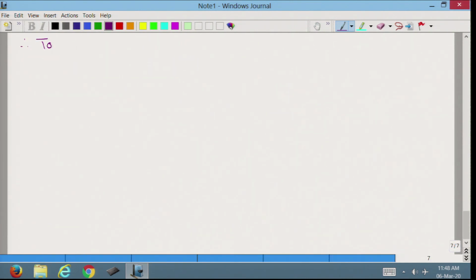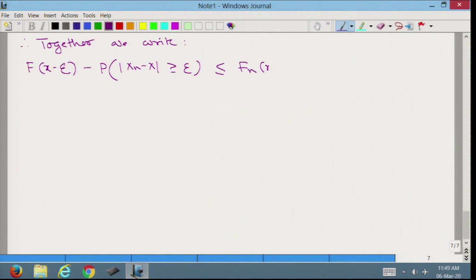So, together we write f at x minus epsilon minus probability modulus of x n minus x greater than or equal to epsilon, less than or equal to f n x, less than or equal to f at x plus epsilon plus probability modulus of x n minus x greater than epsilon.